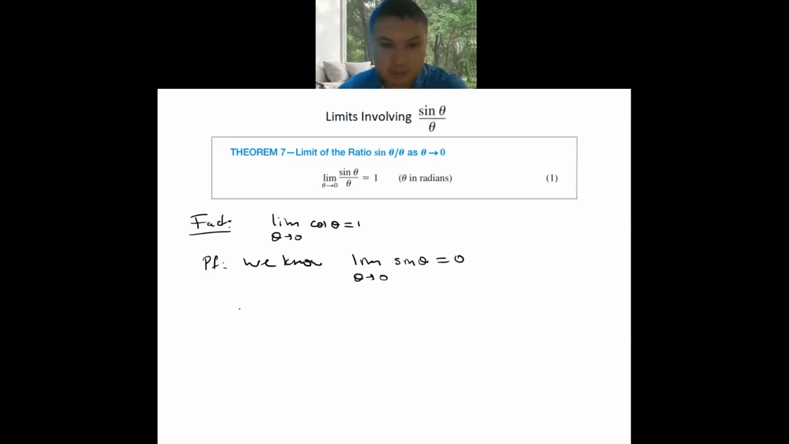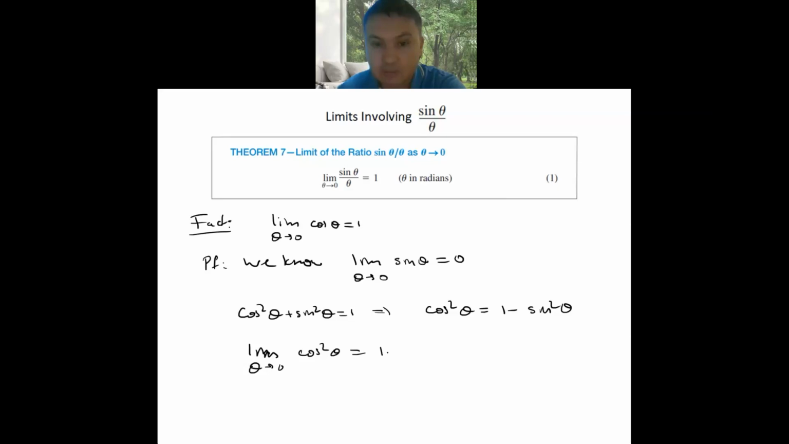Well, for example, you can use the following. You can say cosine square theta plus sine square theta equals 1, right? We can use this identity, which means cosine square theta is equal to 1 minus sine square theta. Now if I take the limit as theta goes to 0 of cosine square theta, by this identity it's just 1 minus the limit of sine theta as theta goes to 0, and then I can square by using limit laws. But sine theta goes to 0, so this is simply 1 minus 0, which is 1. So we see that cosine square theta goes to 1.